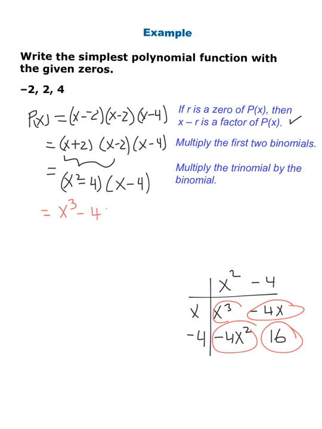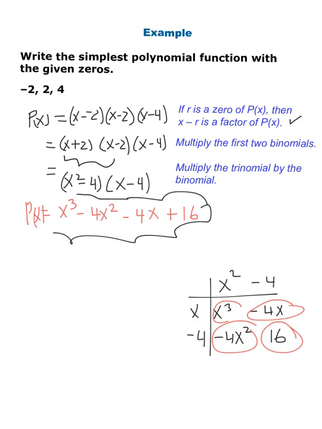minus 4x squared minus 4x plus 16 equals p of x. So here, that's how you can write the equation given zeros.